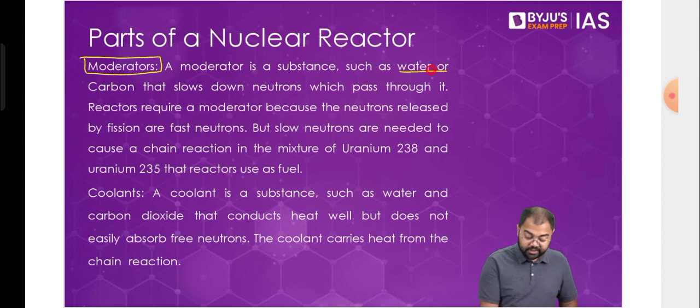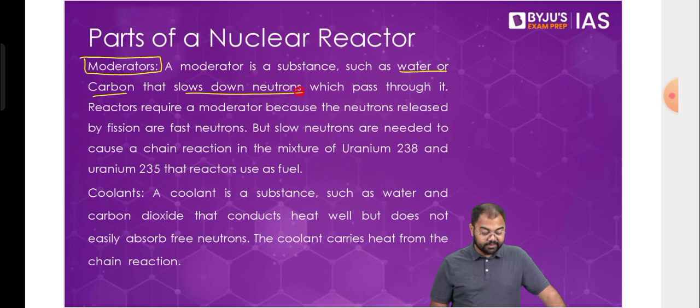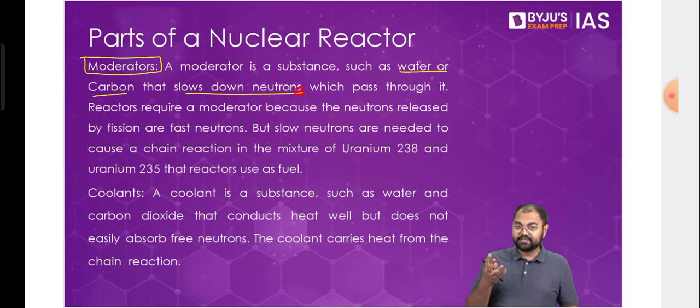So moderator could be made of water. Sometimes carbon also is used. I mean, graphite is used, and this will basically try to slow down the neutrons which pass through it. So that's why in this chain reaction, for the reaction to occur at an optimum rate, we need slower neutrons. That is where the moderators come into the picture.